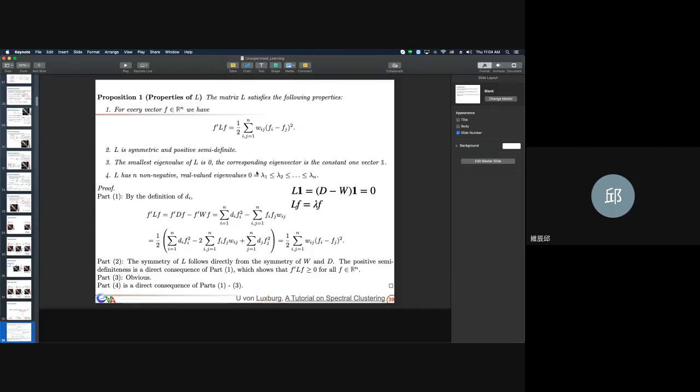So you can see here we are now already able to link this graph Laplacian matrix to some nice properties from the eigen decomposition.